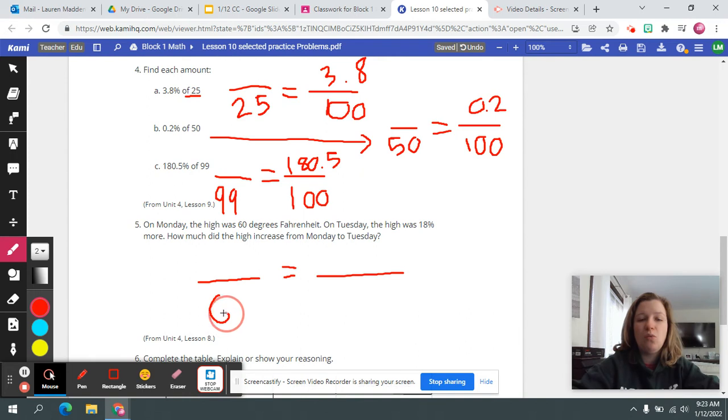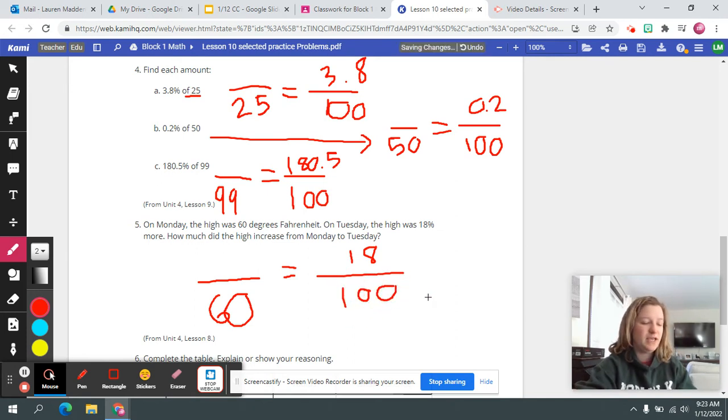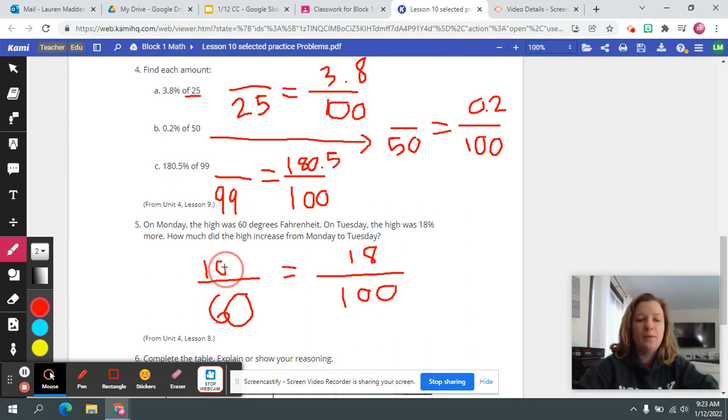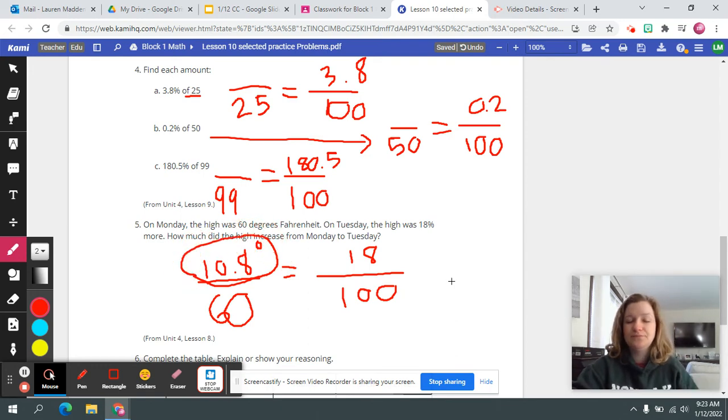So I need to figure out what is 18% of 60 degrees. So here's my setup. If I do 60 times 18, and then divide that by 100, it's looking like the temperature is going to go up 10.8 degrees. Now, it doesn't say what is the new temperature. It says how much did it increase. So I can leave my answer just like this.